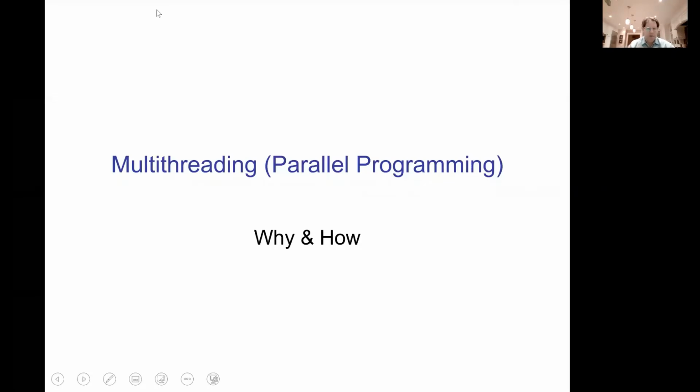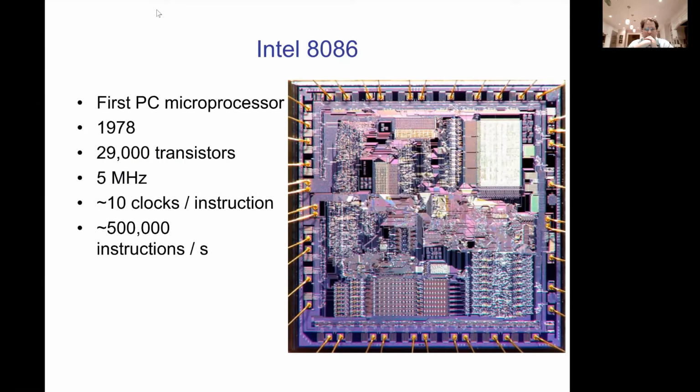So today we're going to talk about multithreading, which is an important form of parallel programming. And I want to start by going over why we want to do this, and then get into the how. So to understand why multithreading is important, we have to look at what's happened with computer architecture in recent years.